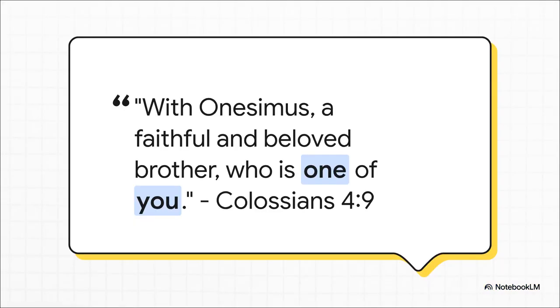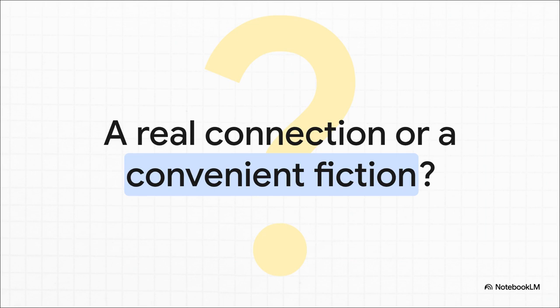So in his letter to the church in Colossae, Paul mentions the guy delivering the letter, a man named Onesimus, and he says he is one of you. In other words, he's a local guy from their town. Seems pretty straightforward, right? But wait a minute. How on earth could we possibly verify that? A forger could just make that up to make the letter sound more authentic.